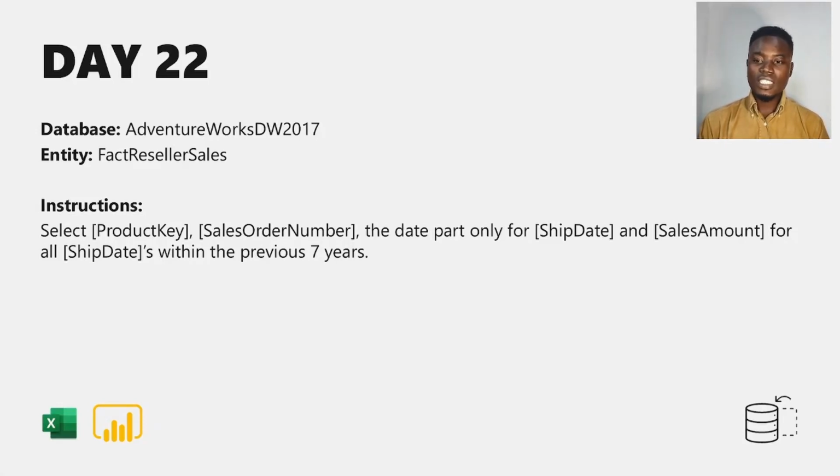For today's challenge, the instruction says to select product key, sales order number, the date part only for ship date, and sales amount for all ship dates within the previous 7 years. We are using the Adventure Works database and the fact reseller sales table. So let's head over to Power BI.